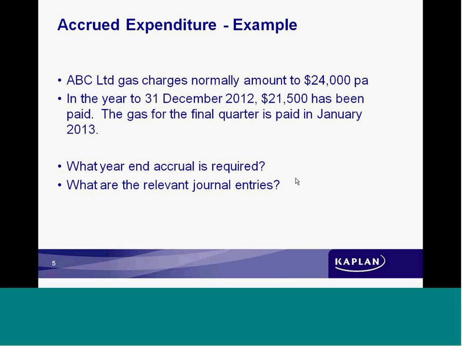So, EC Limited's gas charges normally amount to 24,000 per annum. So the PA stands for per annum. And in the year to the 31st December 2012, 21,500 has been paid. The gas for the final quarter is paid in January 2013. So obviously I'll give you a couple of minutes, you might need to go and find your calculator. What I want to know is, what is the year-end accrual, and what are the relevant journal entries?